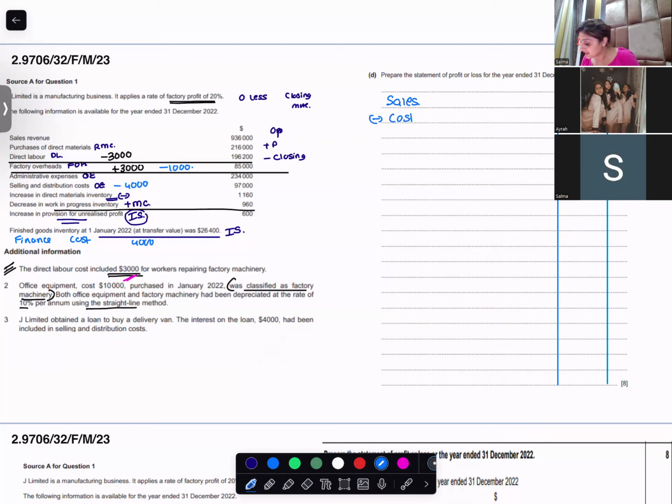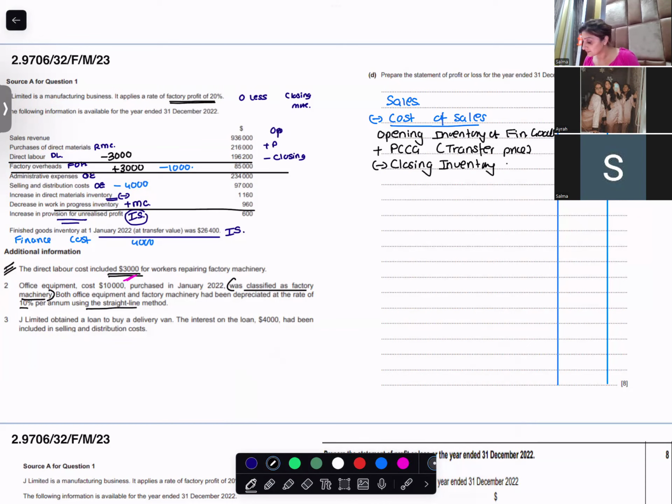Then we minus the cost of sales. What does your cost of sales have? The opening inventory of finished goods, which is 26,400, including the factory profit. This will always be transfer value, plus the production cost of completed goods at transfer price, minus the closing inventory of finished goods.